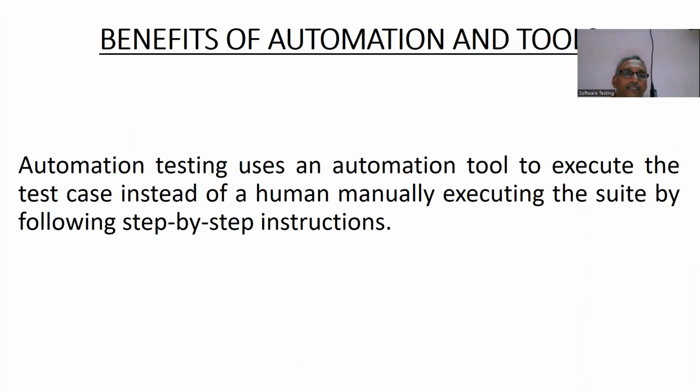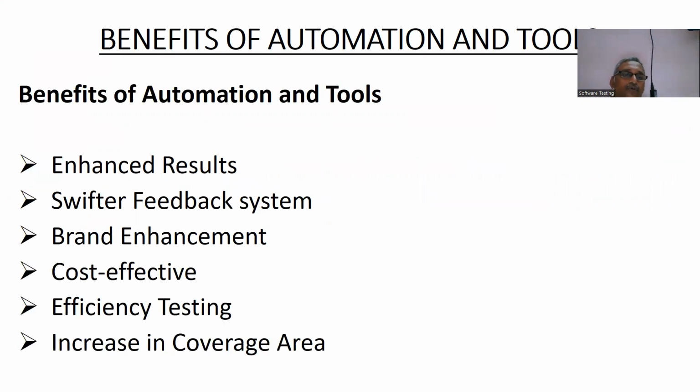First one, automated testing. Automation testing uses automation tools to execute the test case instead of a human manually executing the test by following step-by-step instructions. So the main goal of automation testing services is to reduce the number of test cases that have to run manually instead of eliminating manual testing altogether. Benefits of automation and the tools.